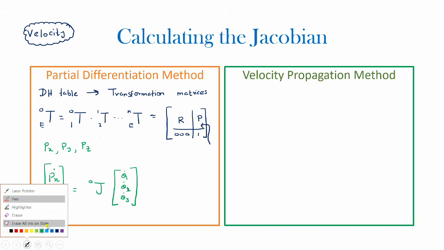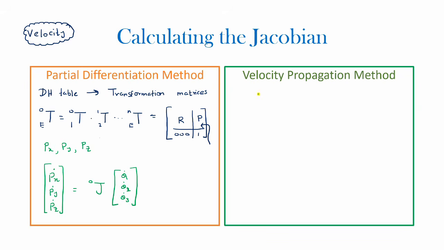Now let's have a look at the velocity propagation method. So in the velocity propagation method, you would first need to find the linear velocity, denoted by v. And then you would need to calculate the angular velocity, denoted by omega, keeping in mind that some people or some textbooks would use a different symbol to denote the angular velocity. And there are already equations that you can use straight away to calculate the linear and angular velocity. You do not really have to take any derivatives or do any sort of differentiation.